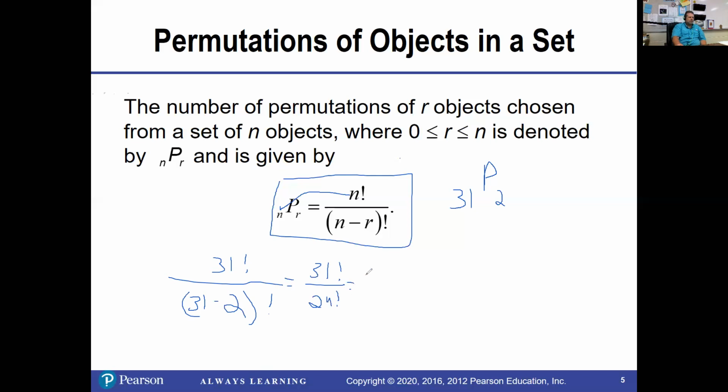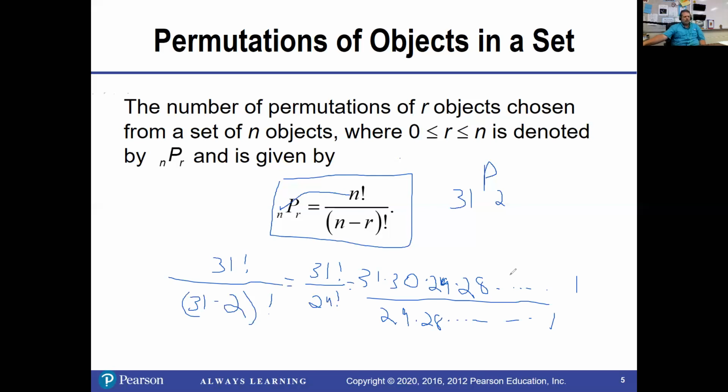Now, here's the shortcut. This would be 31 times 30 times 29, times 28, and it'll go all the way down to 1, all over 29, 28, all the way down to 1. Okay? Now, seems simple, right? It seems like you have to multiply all those numbers.